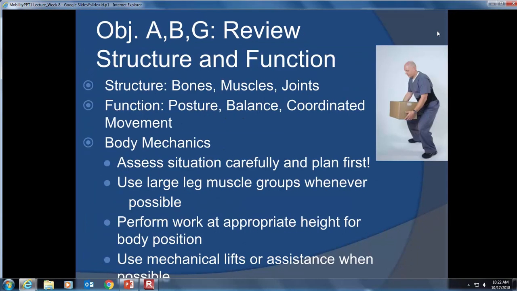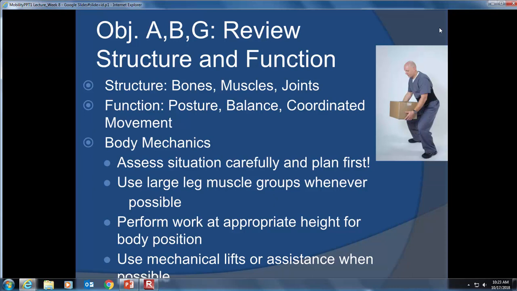So we'll start with a basic review of structure and function. Bones are the framework of the body and they protect the organs. Muscles, they get things done. They can hypertrophy, which means they get larger with movement, or they can atrophy, which means they waste away from disuse. And then our joints are able to perform various motions, such as abduction, adduction, flexion, and extension.